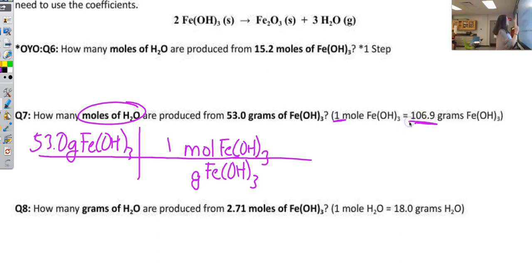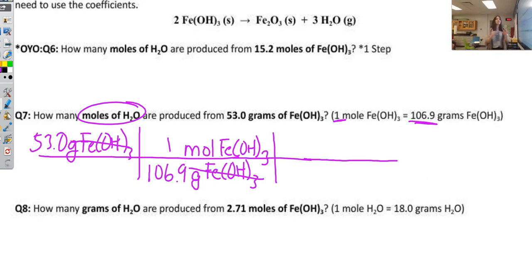106.9 is what's going to go down here. Okay. So my grams are gone, by the way, but now I'm in moles. I don't want moles of FeOH3. I want moles of H2O. So continue your bridge. I do not want 2 separate bridges or 3 separate bridges. I only want 1. The other thing I want to remind you of is I do not want you writing anything besides the answer down after you're done.